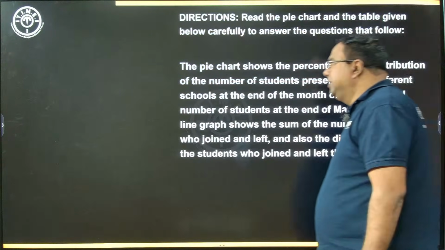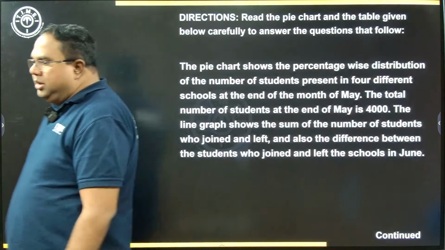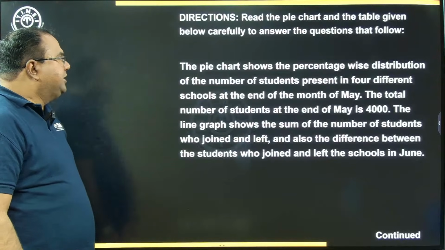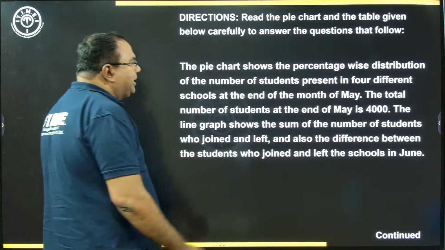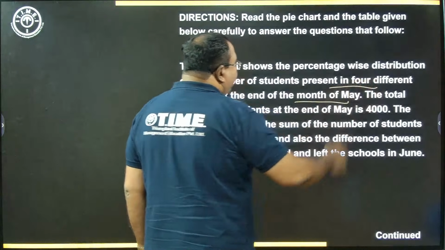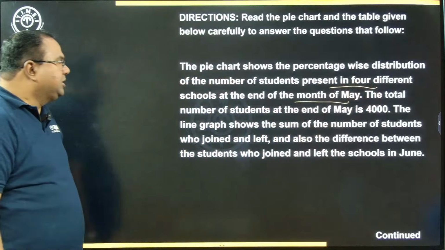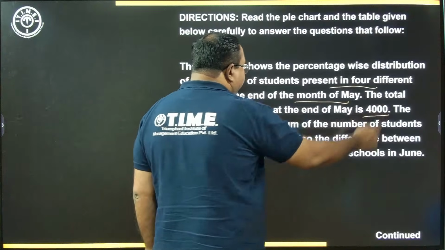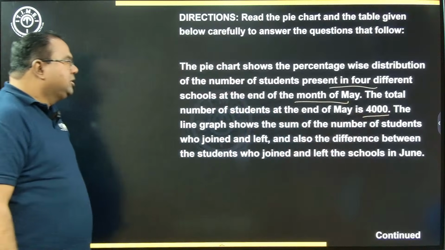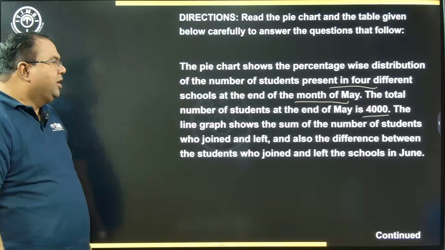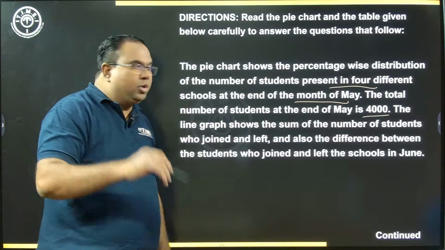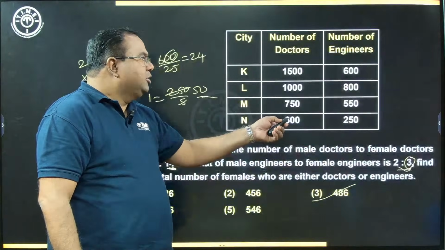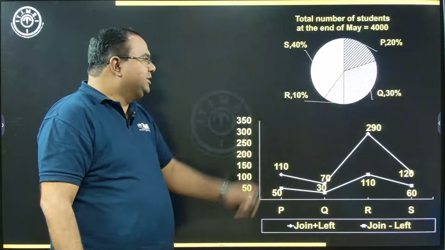Okay. Next set. The pie chart shows the percentage-wise distribution of the number of students present in 4 different schools at the end of May. The total number of students at the end of May is 4,000. The line graph shows the sum of the number of students who joined and left, and also the difference between who joined and left. This is similar to what we have done now: doctors plus engineers, doctors minus engineers. So joined plus left, joined minus left is given here.